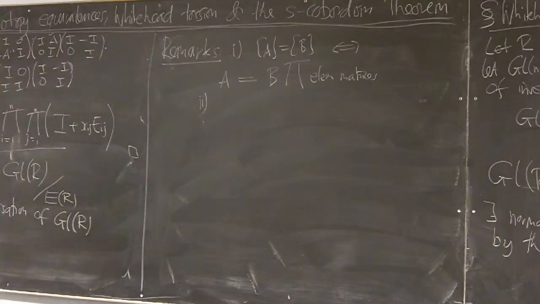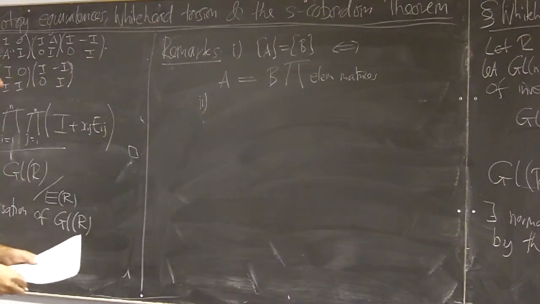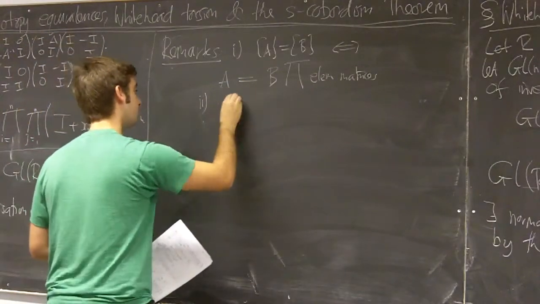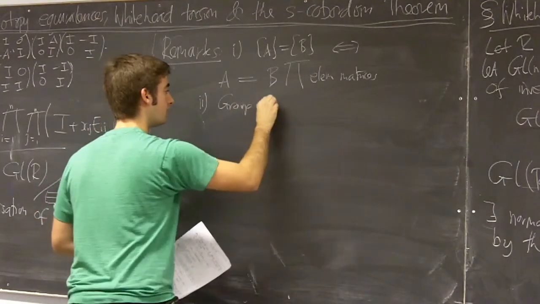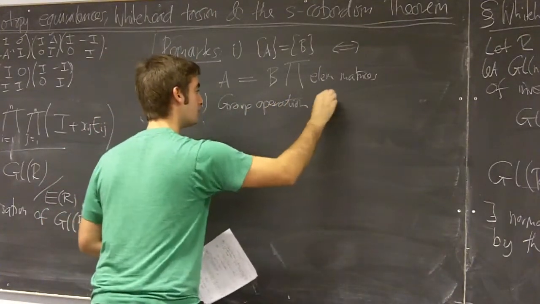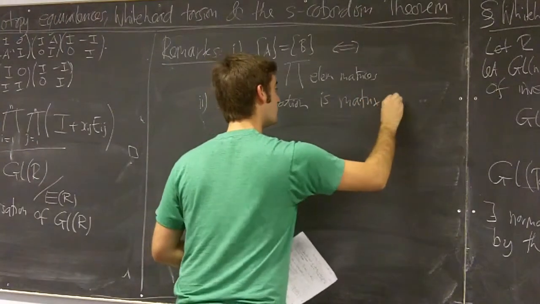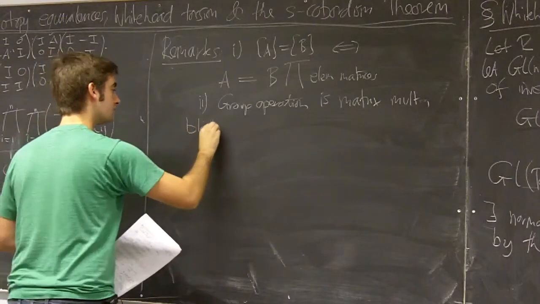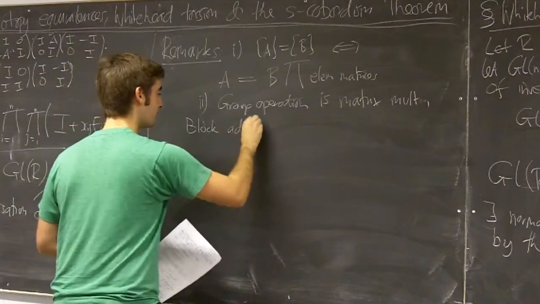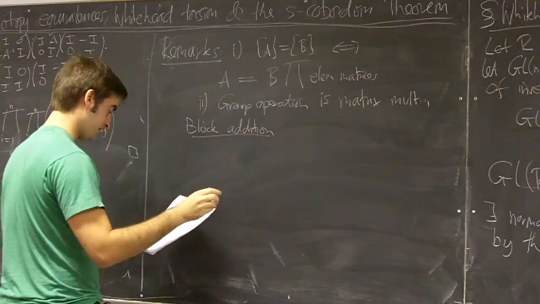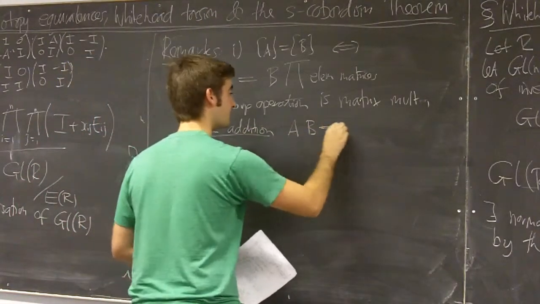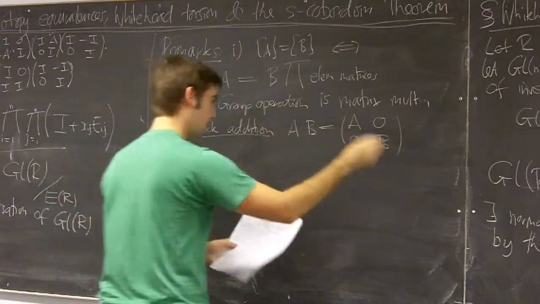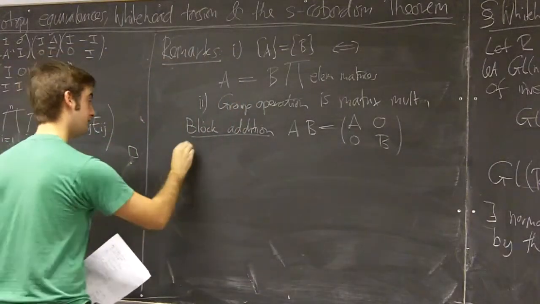The group operation in the general linear group is matrix multiplication, but we can show that this is actually equivalent to block addition. So block addition is where we just write A in the top left and then B in the bottom right. This induces the same operation.